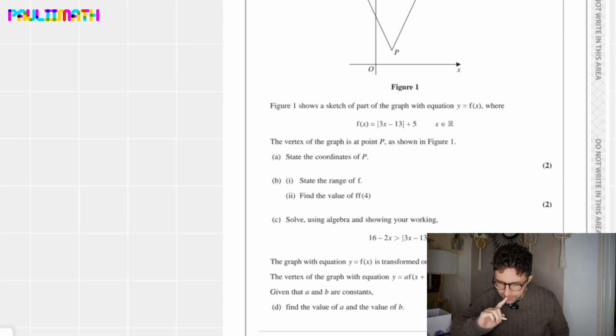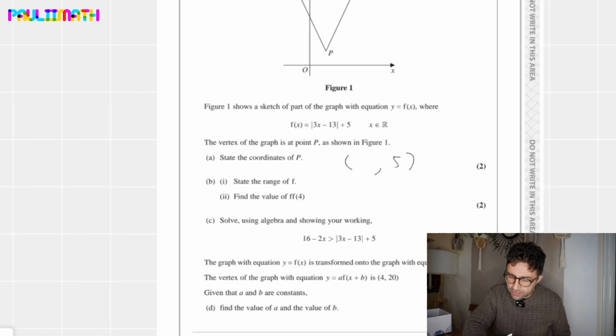State the coordinates of P. All right. Well, it's a minimum point. The smallest that modulus can be, if it tries its hardest, it's got to be y equals 5, basically. And what's the story with the x coordinate then? Well, you need that little bit in the modulus to be 0. So you would need 3x minus 13 equals 0, so x equals 13 over 3.